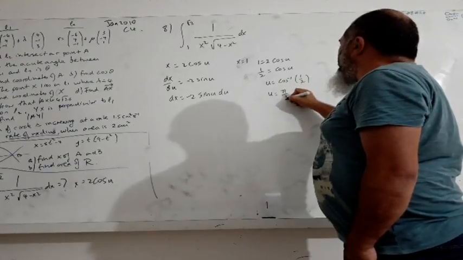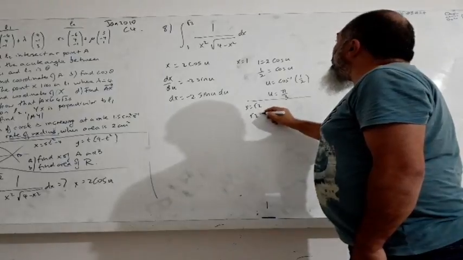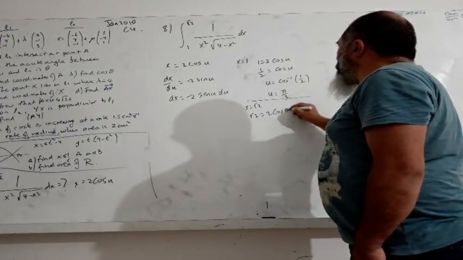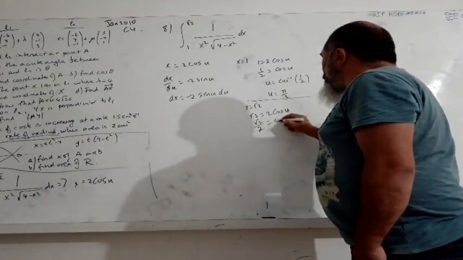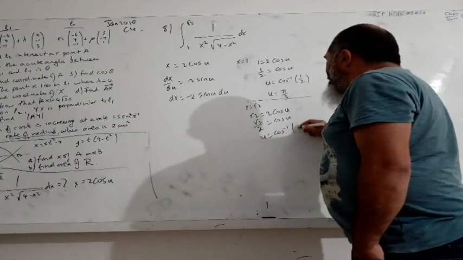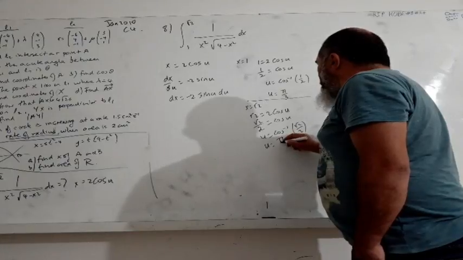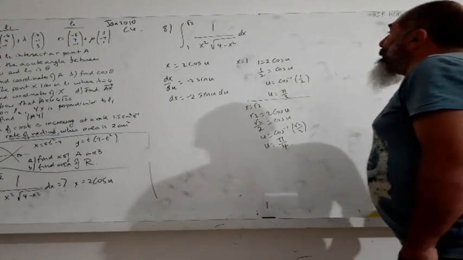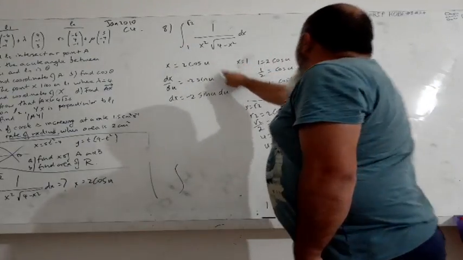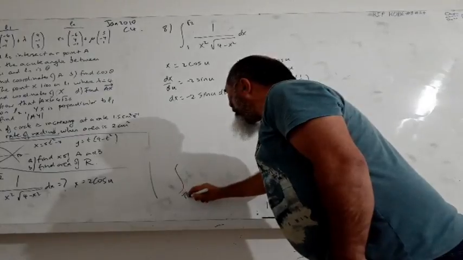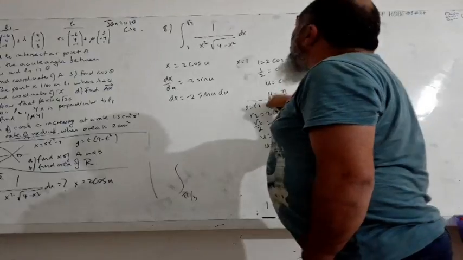And when x is equal to root 2, root 2 is equal to 2 cosine u. Root 2 over 2 is equal to cosine u. U is equal to cosine inverse root 2 over 2. So u is equal to pi over 4. So the integration is going to be, in place of 1, I am going to put pi over 3, and in place of root 2, I am going to put pi over 4.